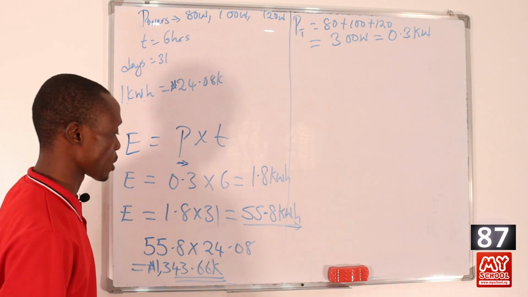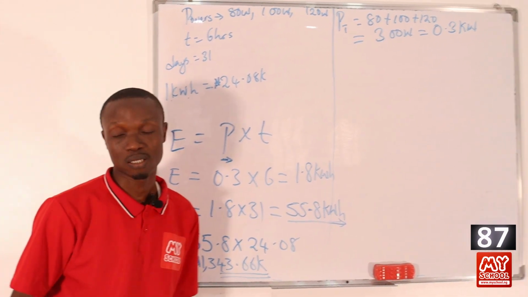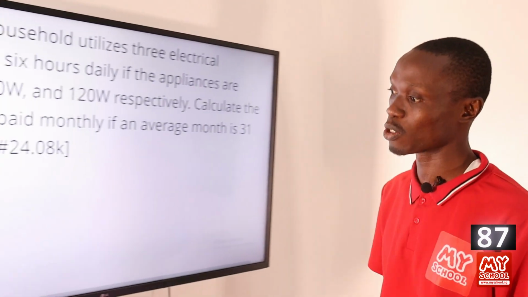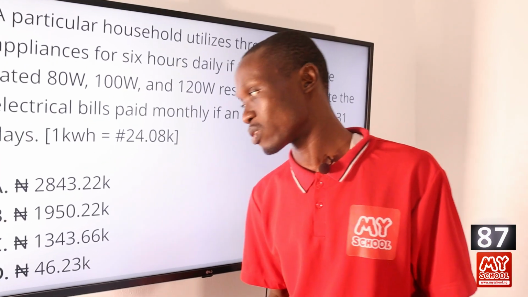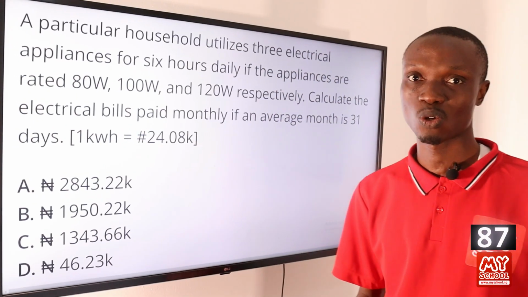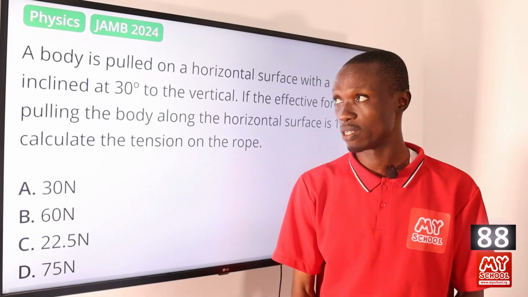Okay, so let's return back to the screen to pick the correct answer to this question, and that is option C, 1343 naira 66 kobo. Question 88.